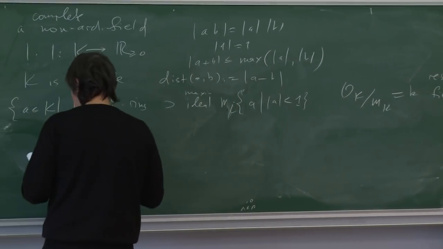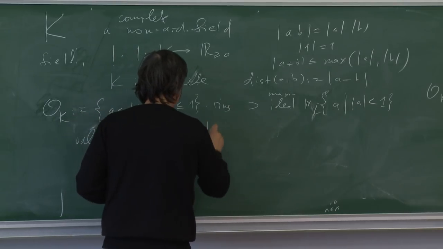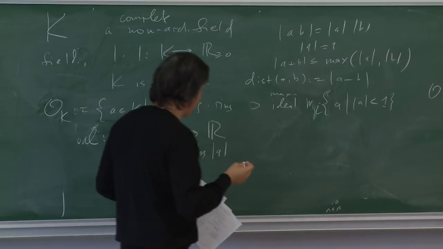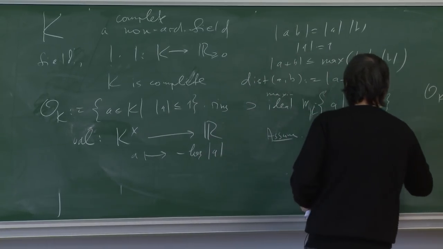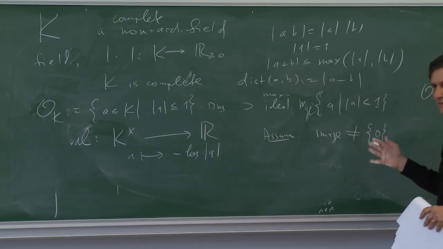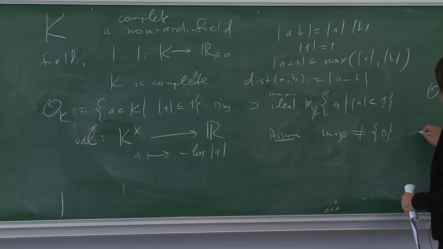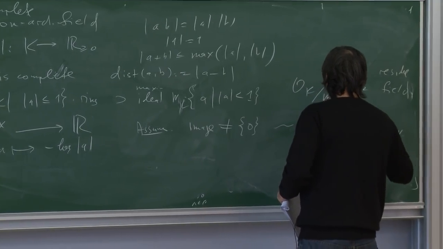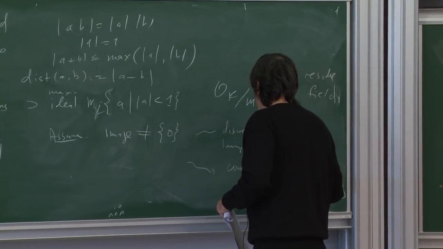And we also get a valuation map from K star to R, namely A goes to minus log of norm A. The image is a subgroup. And assume that the valuation is non-trivial, the image is not equal to zero. Otherwise it's a stupid situation where the norm of everything non-zero is equal to one and the norm of zero is zero. I want to exclude this case. There are two extreme cases. It could be a discrete valuation, where the image is a constant times the integers, or completely continuous, where the image is all real numbers. It could be something in between, like rational numbers.